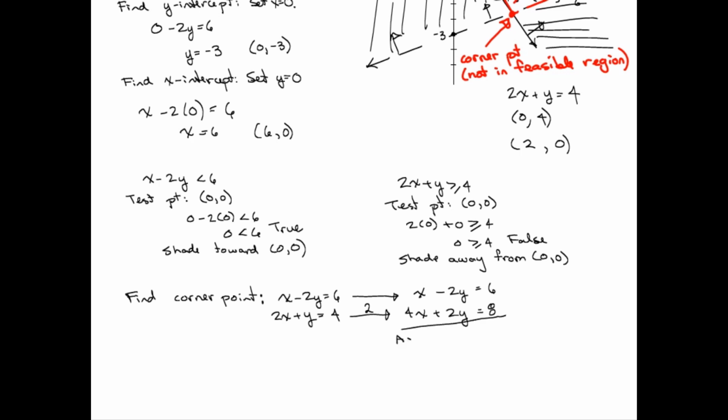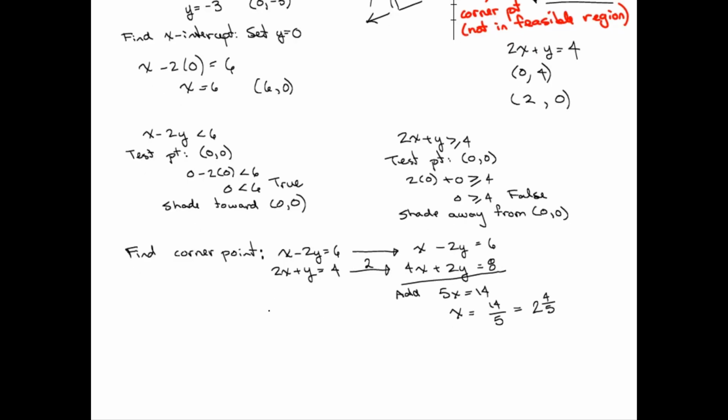If I add my equations, then I'm going to get 5x equals 14. So my x is equal to 14 fifths. And when we're looking at graphs, it's usually helpful to write this as a mixed number. So this will be 2 and 4 fifths. And that way you can look at your graph and see if that seems reasonable, which I think it does. Now we need to find the y coordinate. You could plug 14 fifths into one of your others, or you can just do elimination on the other variable. I think that will be easier.